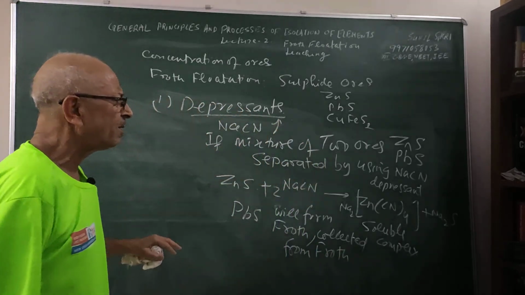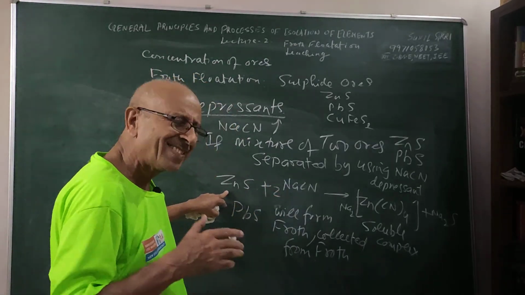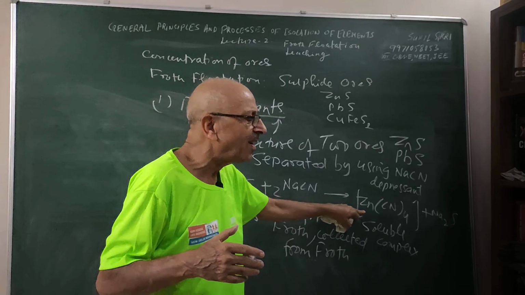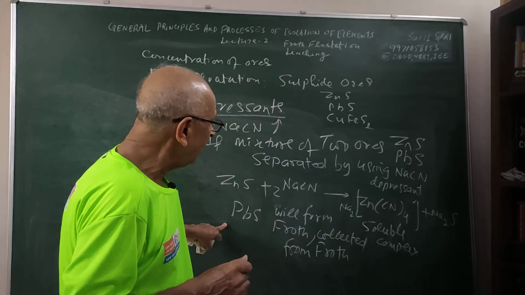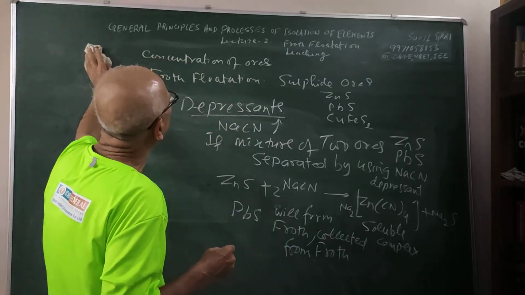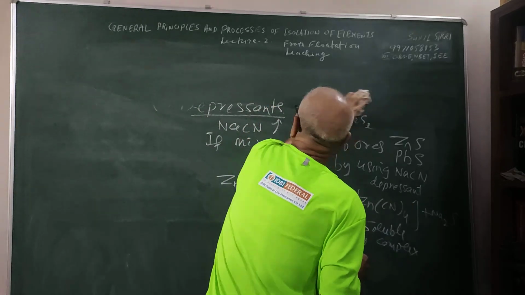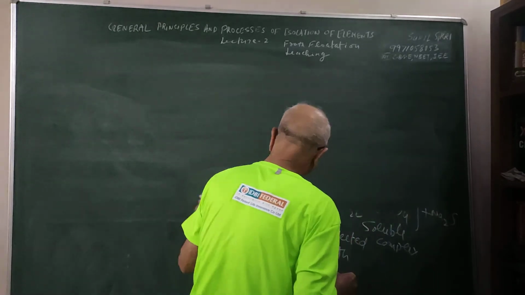So by using a depressant, we can depress the formation of froth by the zinc, through the formation of the tetracyanozincate complex, and the result is that we can collect lead sulfide ore in the froth. So this helps in separation of a mixture of two ores by using sodium cyanide as a depressant.